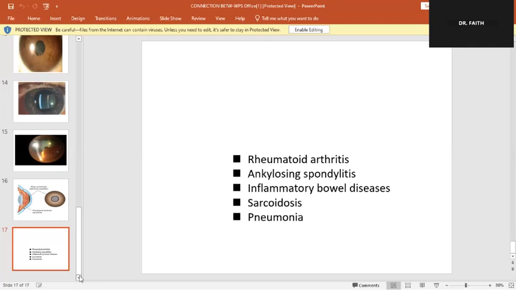And so when you have uveitis in the eyes, it's always a chronic onset, it's always non-granulomatous, and it's always unilateral and alternating. Maybe in one eye this time, then the other eye the other time.